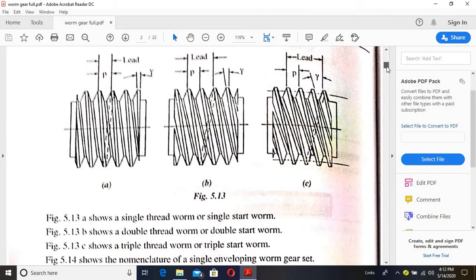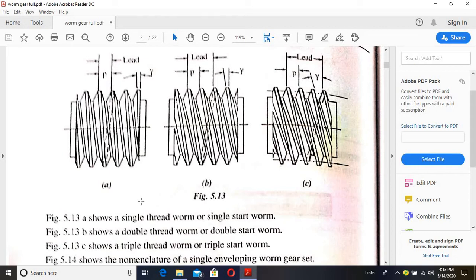The first figure, figure A, shows a single thread worm or single start worm. Figure B shows a double thread worm or double start worm. Figure C shows a triple threaded worm or triple start worm. Already in the last session I told you that the pinion or worm has a number of threads. Therefore, it may be a single start thread, or a double start thread, or a triple start thread.